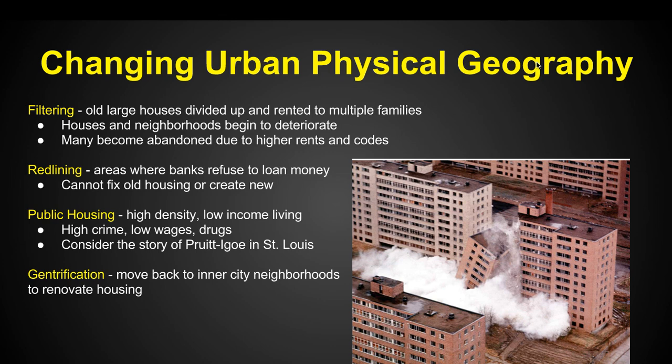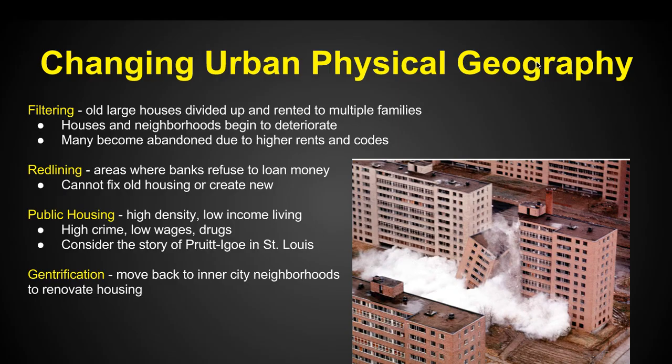Public housing, that becomes an issue because what we're doing is we're getting a whole lot of people, a high density of population that are living at low income. The problem is we've got lots of crime, we've got low wages, so we're not making lots of money. We can't put money back into our buildings, and we've got a drug problem. So consider the story of Pruitt-Igoe in St. Louis. This is a really cool documentary, and I watched it. You should check it out.